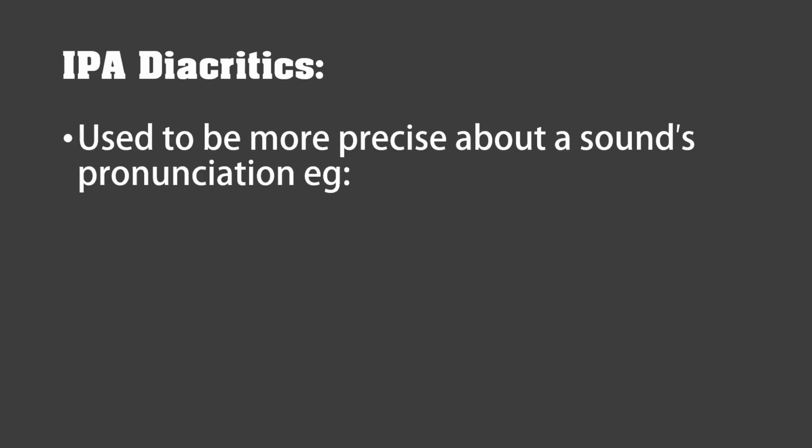IPA diacritics are used to be more precise about a sound's pronunciation. For example, k versus ky. It's palatalized, that's what that j means there.